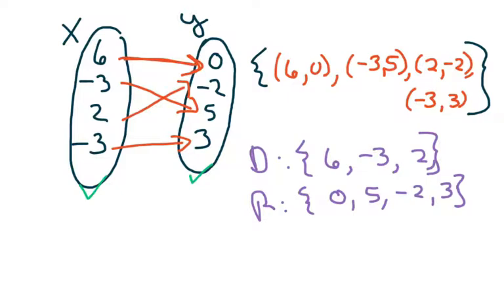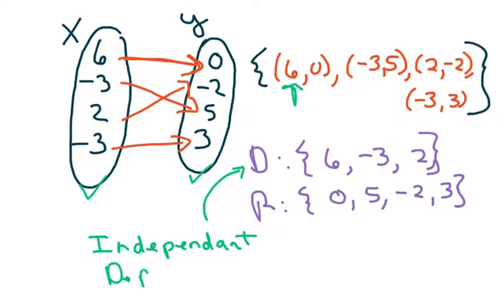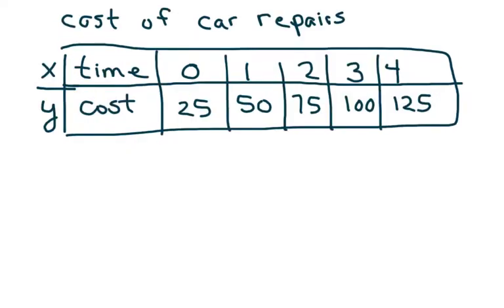Now, the thing you also need to know is that the X values, or your first values here, are called independent. So that's your domain part. And the dependent is the range. So basically I'm saying the boys depend on the girls. How's that?